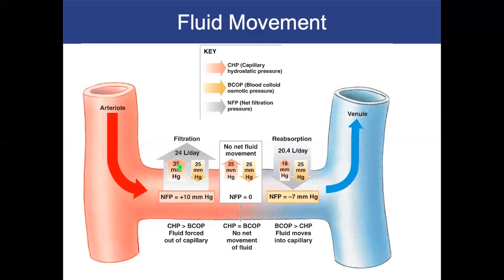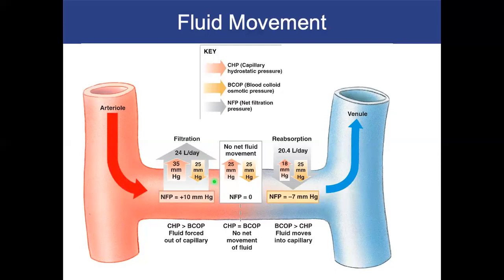Take a look at the other force. So the other force that we see is the yellow arrow. What does the yellow arrow represent? It's going to represent blood colloid osmotic pressure, right? So osmotic pressure is forcing fluid back into the capillary. How does that happen? The osmotic pressure has to be greater in the capillary than in the interstitium to get fluid to move into the capillary, right?